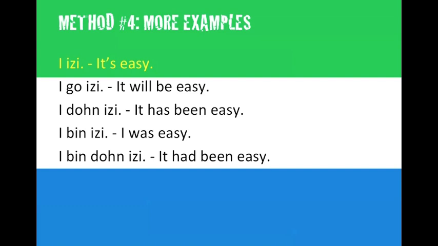So some more examples using different tenses. I izi, it's easy. It will be easy. I go izi. It has been easy. I don izi. It was easy, or it used to be easy. I bin izi. And it had been easy. This is past perfect. We would say i bin don izi.